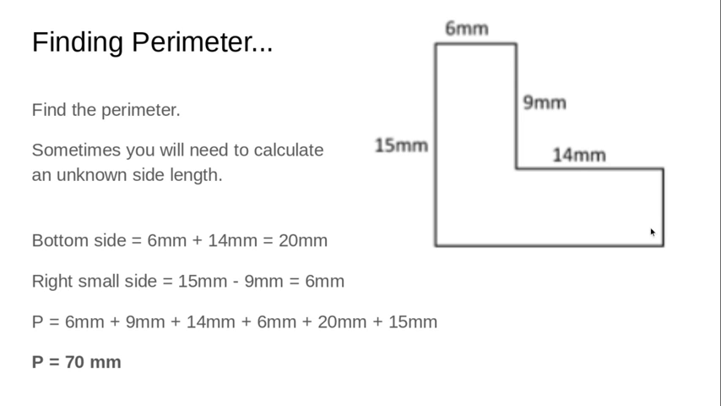So again, start somewhere. I like to start at the top right and go clockwise. So 6, 9, 14, 6, 20, and 15. Add all those up, and we get 70 millimeters as our perimeter.